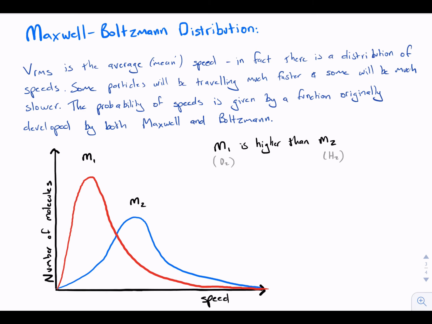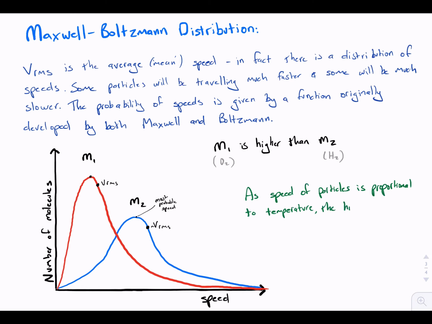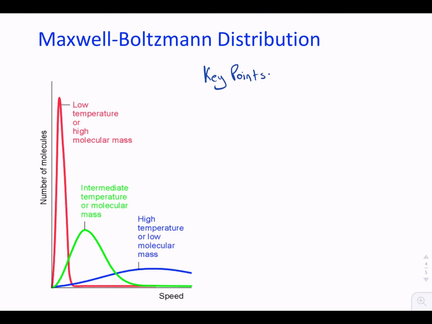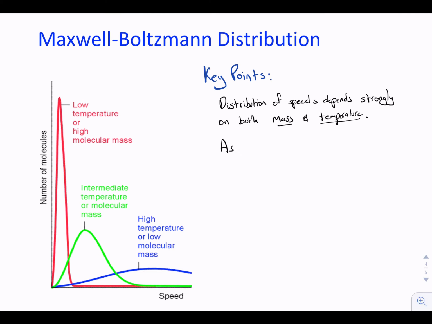Here is where the RMS speed is located on the curve. It's a slightly higher speed than the peak distribution, but the point to notice here is that there are still lots of molecules at even higher speeds still. Also, as the speed of the particles is related to the temperature, the higher the temperature, the faster the particles move. So in this case, the blue curve is the higher temperature and the red curve is the lower temperature. The key points of the Maxwell-Boltzmann distribution is that the distribution of speeds depends on both the mass of the molecule and the temperature. As the temperature of the system increases, the distribution is broadened and shifted.